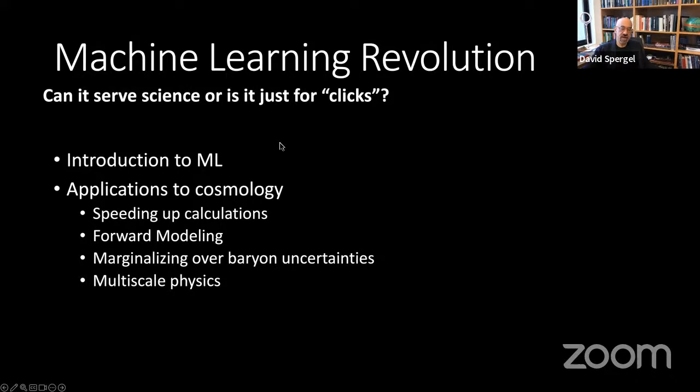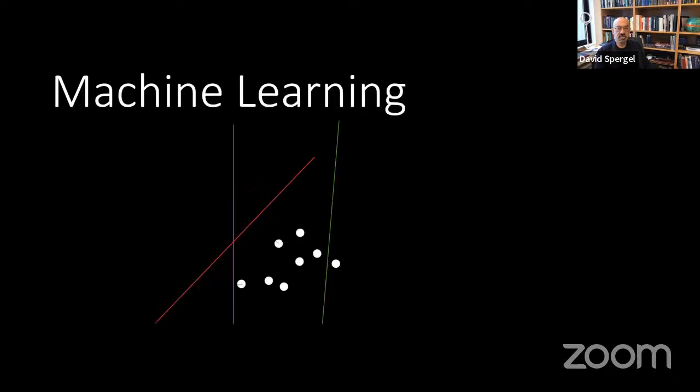Here are some of the applications I see that we will do in cosmology, looking at ways we could speed up calculations, do forward modeling, marginalizing over uncertainties in how feedback from star formation and quasars, that's what I mean by baryon uncertainties, affect things, and use it as a tool for doing multi-scale physics. And I'll touch on all of these in the rest of my talk.